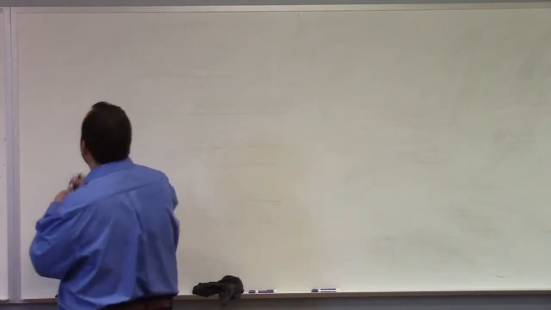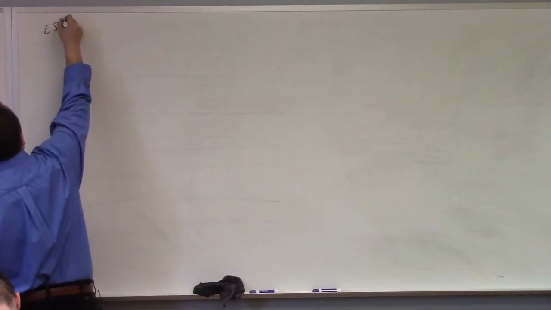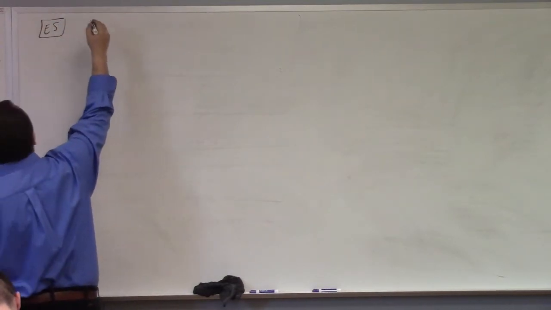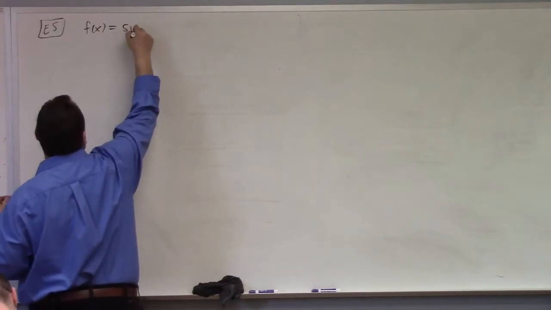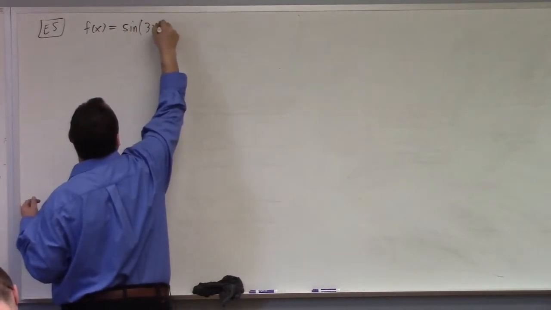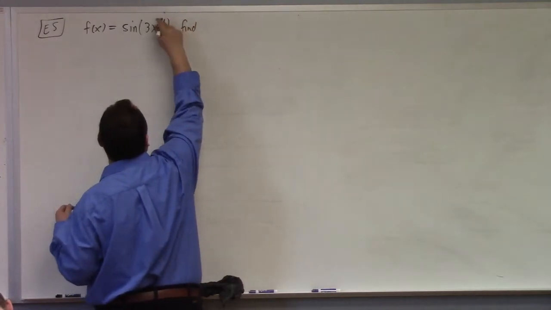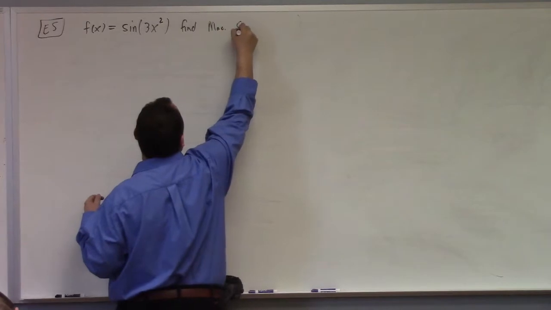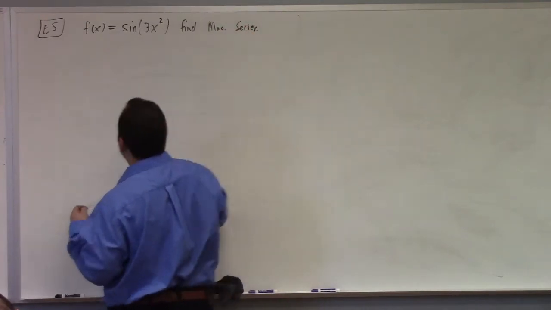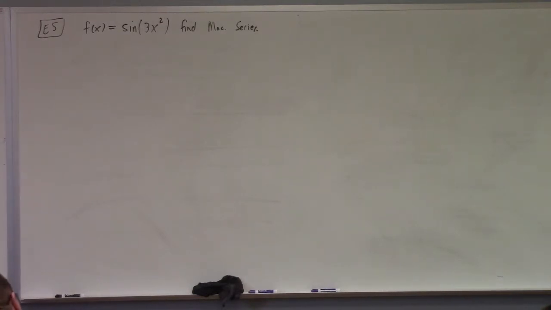It's okay. Think about your question. Ask me again after class. Example 5. Suppose you have f of x equal to the sine of 3x squared. Find the Maclaurin series. This time I didn't say find the first 3 terms. I said find the whole stupid thing. Here's how you do it.